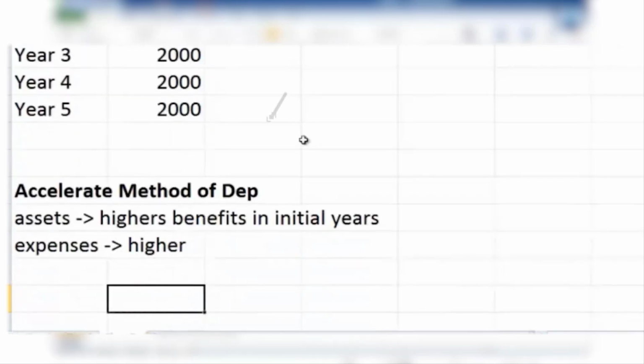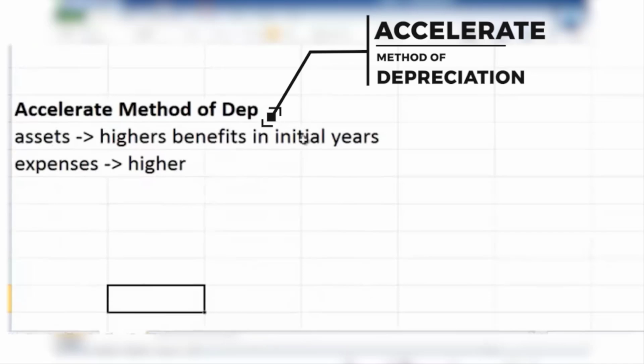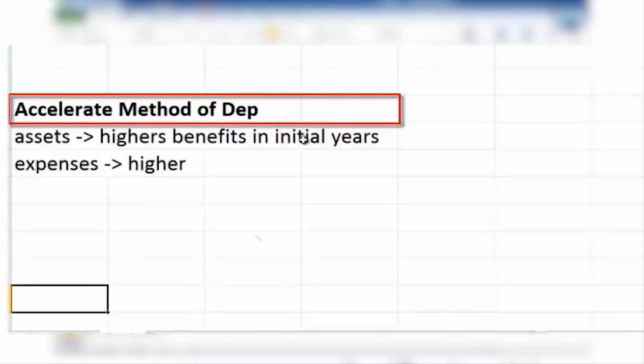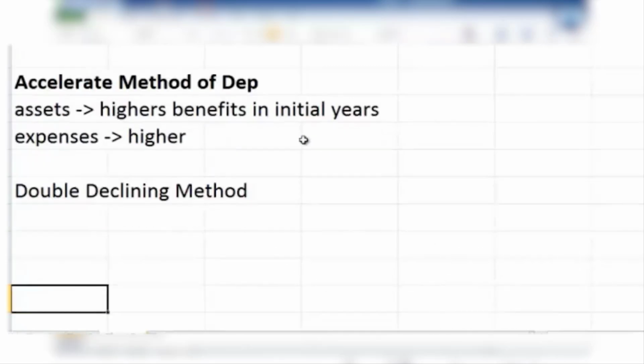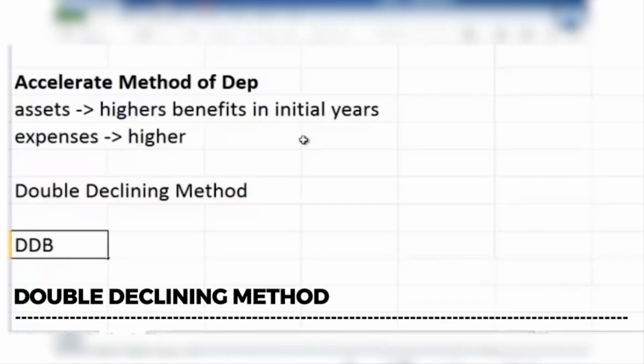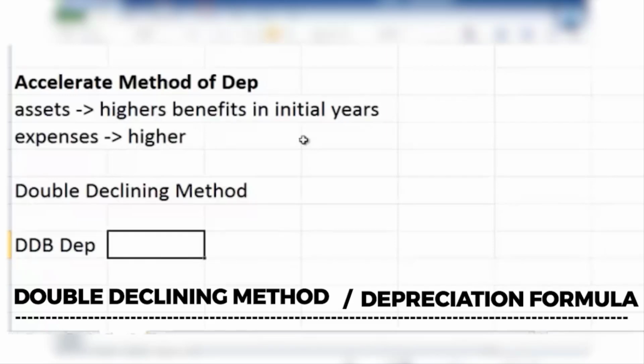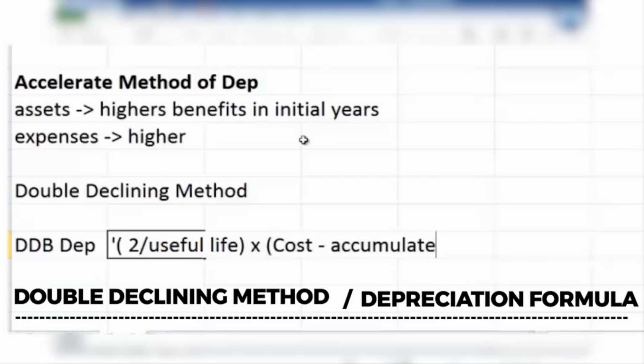Now let us look at the accelerated method of depreciation. One of the famous methods for accelerated depreciation is the double declining method. In this method, we assume that the asset will depreciate at double the speed as compared to the straight line method. So there's some tweak in the formula as well. Let me write this as the double declining method, and the depreciation formula would be: 2 divided by the useful life, a factor that depreciates at double the speed, multiplied by cost minus the accumulated depreciation. So this is the formula for the double declining method.